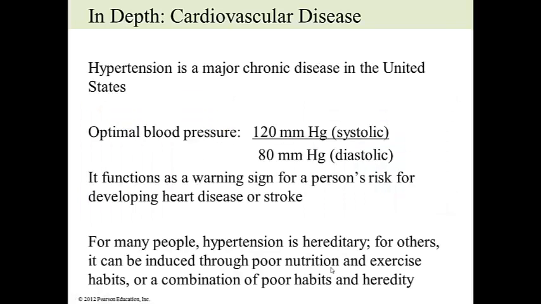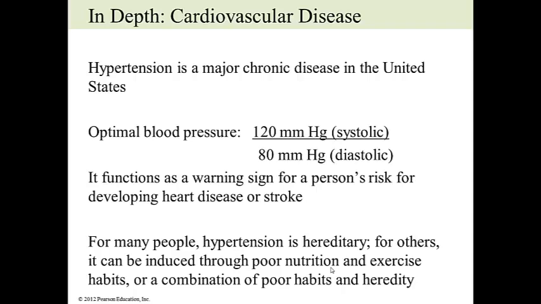Now, hypertension is a major chronic disease in the United States. Optimal blood pressure is 120 over 80. Now, 120 is what we call the top number or systolic, and 80 is the bottom number or diastolic. So again, the optimal blood pressure is 120 over 80. As those numbers increase, we start to progress towards hypertension. It functions as a warning sign for a person's risk for developing heart disease or a stroke.